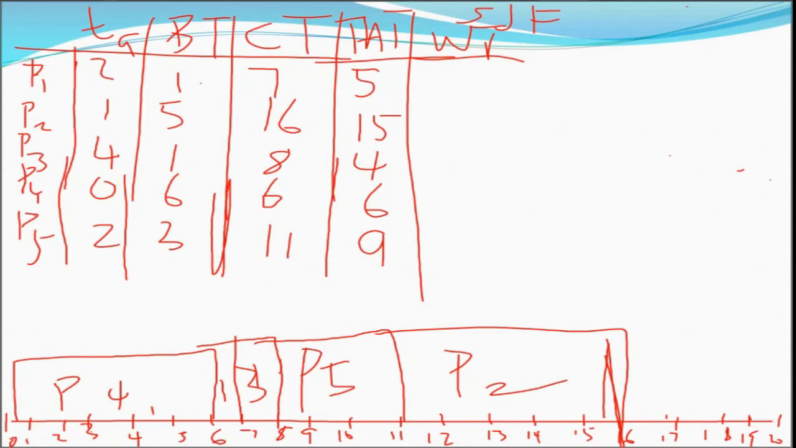And for all of this, for example, you see CT, you can be asked to calculate the average CT. Average is just what? Add all of them and divide by the number of appearances, right? So for example, if you're asked to calculate the average turnaround time, it is 5 plus 15 plus 4 plus 6 plus 9 divided by 5. And that will be your average. Okay, so it's very easy.